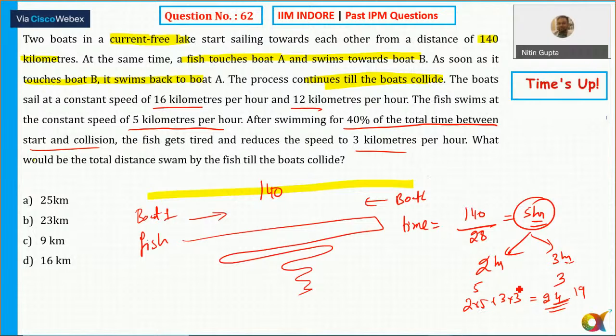The question is, what would be the total distance swum by the fish till the boat collides? So till the boat collides here. Okay, achha, just a minute. What is the speed of the fish? It swims at a constant speed of 5 kilometer per hour. So I think the answer should be 10. I think probably I missed out something.